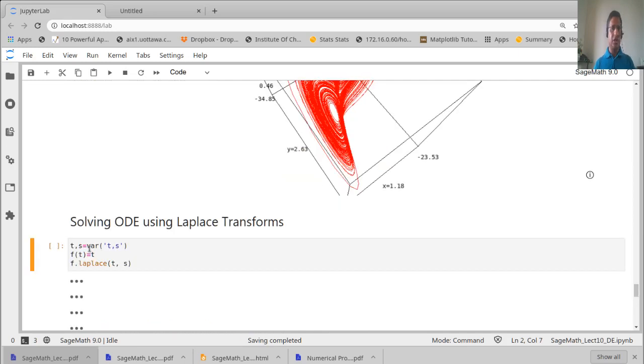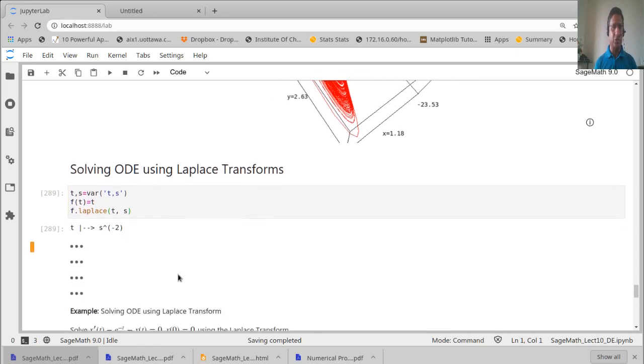Suppose you want to find the Laplace transform of the function t in terms of the parameter s. Then you can simply say f(t) equals t, and f.laplace with the parameters t and s. It says that the Laplace transform of f(t) equals t is s to the power minus 2.